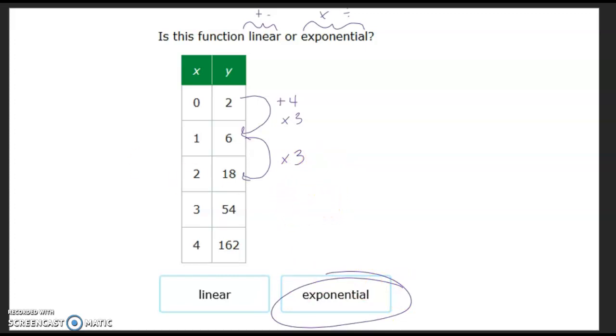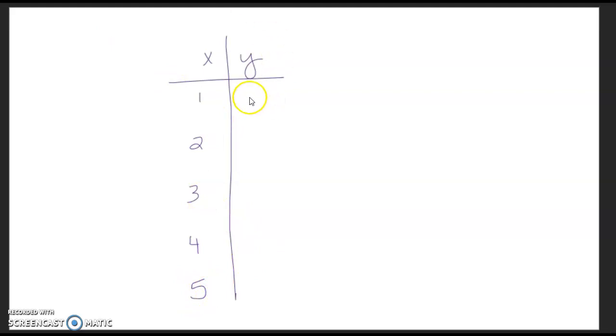I guess I can throw in another example real quick. So if I have x and y values, and my x's are 1, 2, 3, 4, and 5. So what I want to look at is my y values. So let's say I gave my y values to be 6, 8, 10, 12, and 14. So now I have to figure out what happened between these.